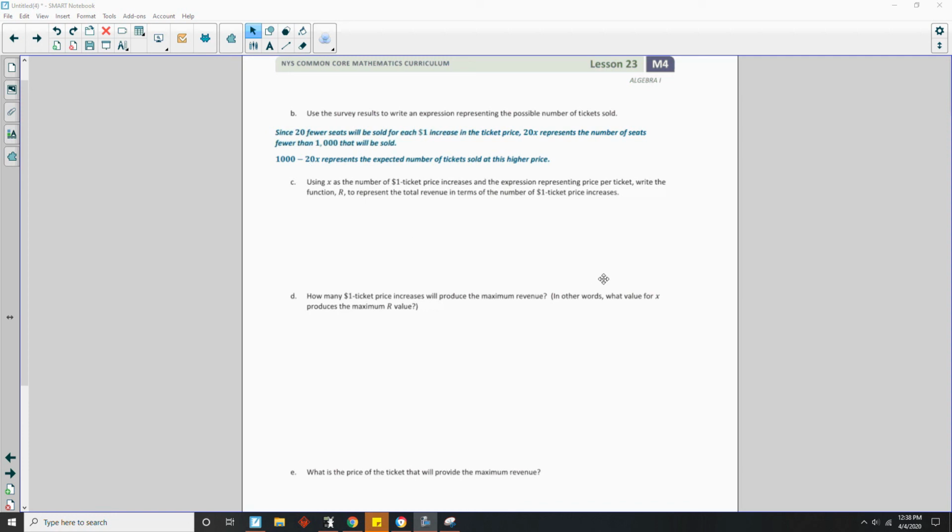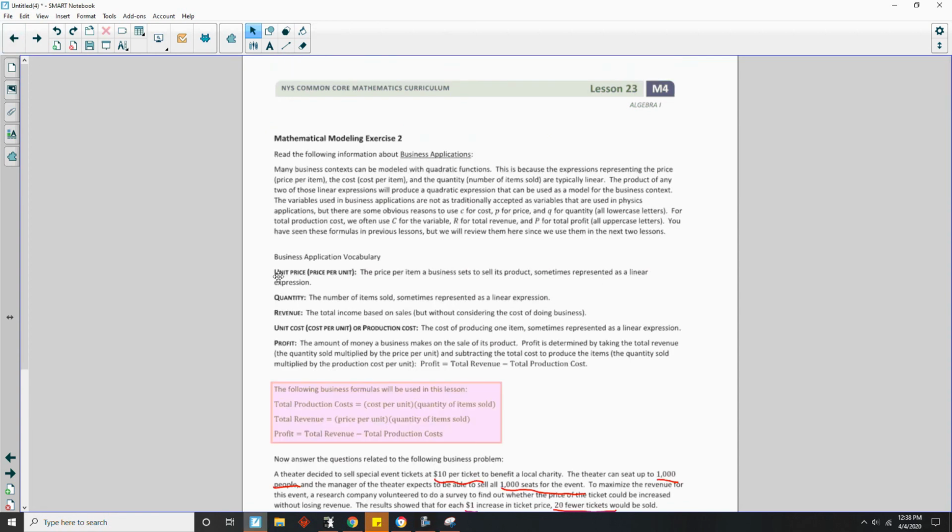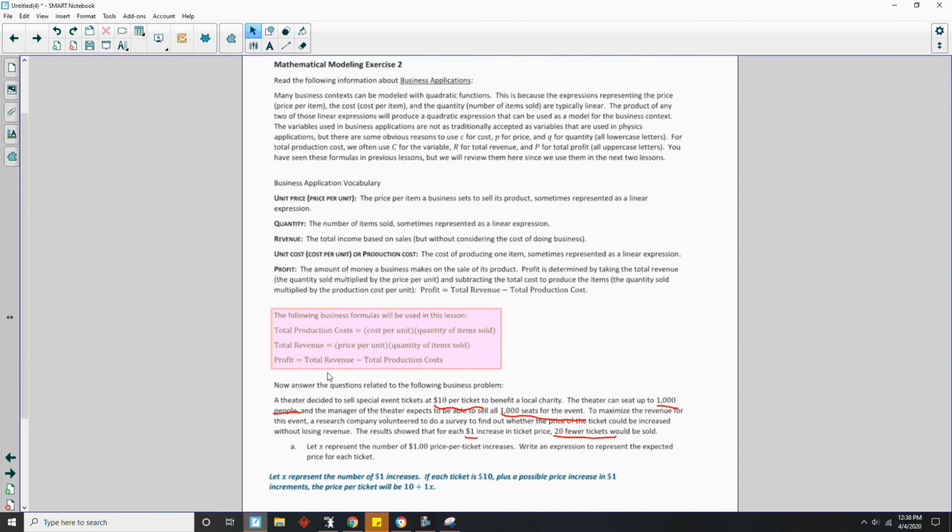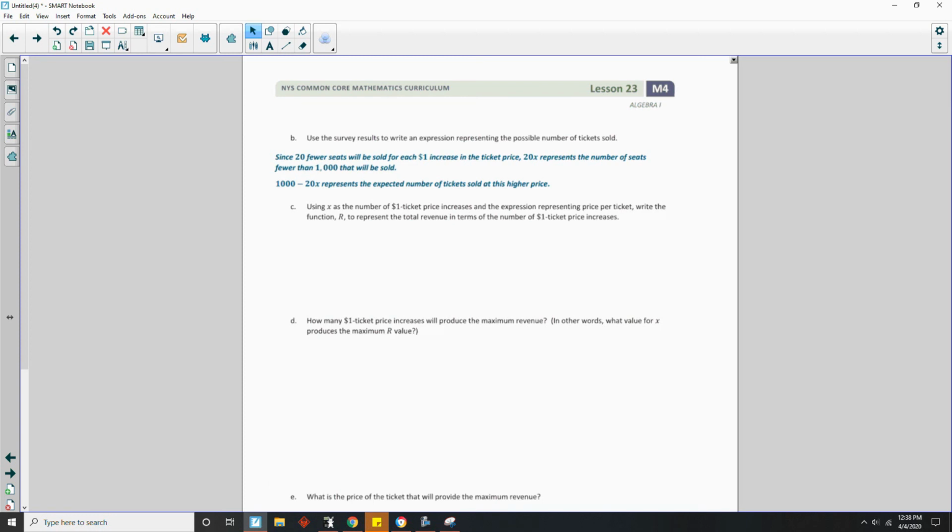Now part C says using X as the number of $1 ticket price increases and the expression representing price per ticket, write the function capital R to represent the total revenue in terms of the number of $1 ticket price increases. So if I go back and look here, where is revenue? Right here. So it's price per unit times quantity of items sold. So, okay, in this case, total revenue is price per ticket times number of tickets.